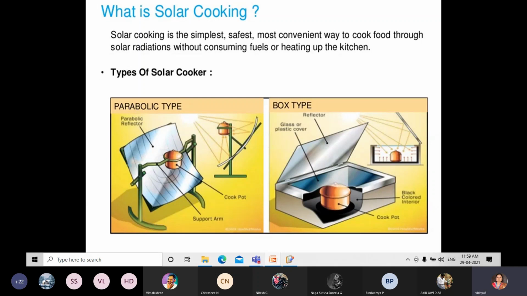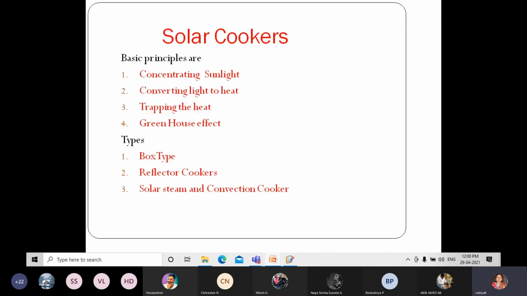Next is solar cooking. What is solar cooking? Solar cooking is the simplest, safest, most convenient way to cook food through solar radiation without consuming fuels or heating up the kitchen. You can see the videos on YouTube. Many countries are going for solar cooking. In desert areas they use solar cooking only. And next, there are types of solar cooking: parabolic type, box type, and reflector.